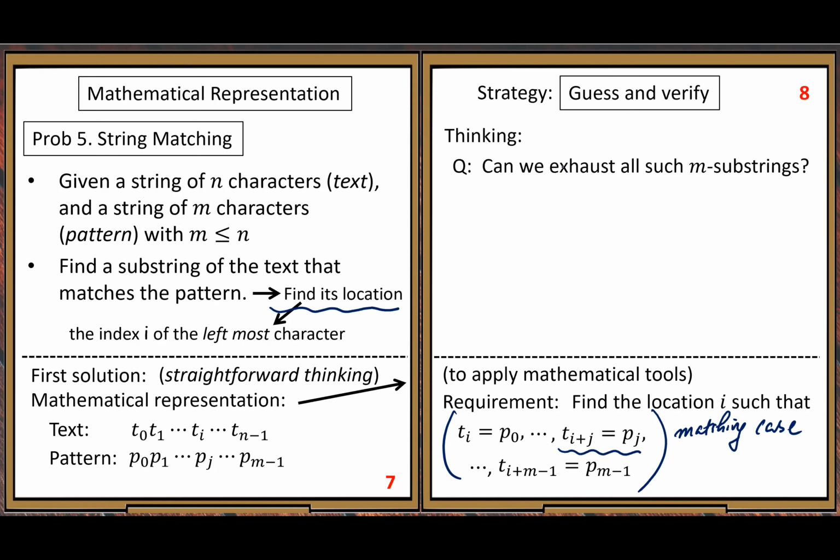So here we need to answer this question first. We have finitely many characters in a given text, so we can exhaust. That's easy. Moving from left to right, every time we only look at M consecutive characters. So we can easily exhaust all substrings containing M consecutive characters.